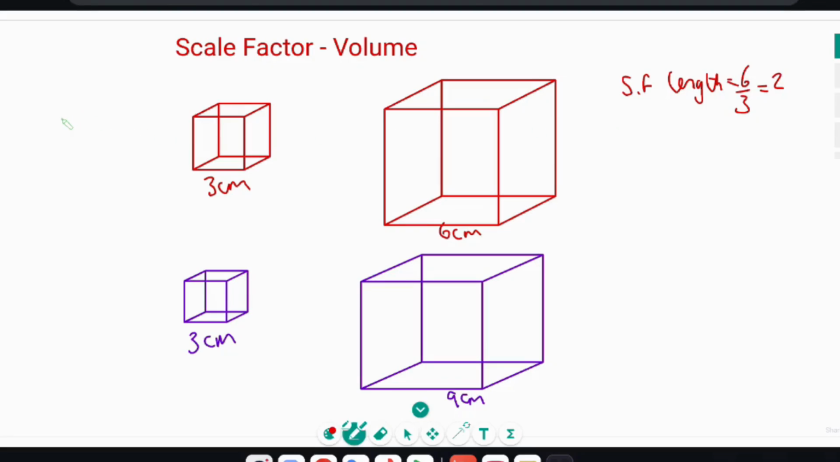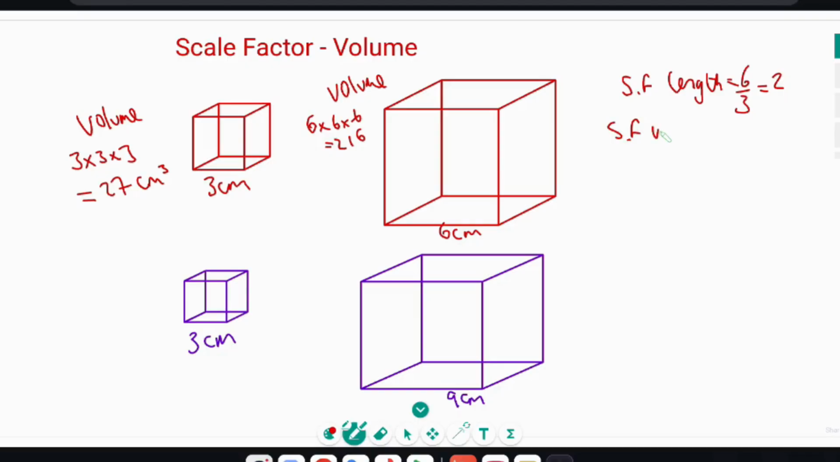Now let's work out the volume for each cube. These cubes are similar, all cubes are similar. So volume, base times height times depth. All sides of a cube are the same, 27 centimetres cubed. The volume of my larger cube, 6 times 6 times 6, 216. So what's the scale factor for volume here? Well, what's 216 divided by 27? 8.